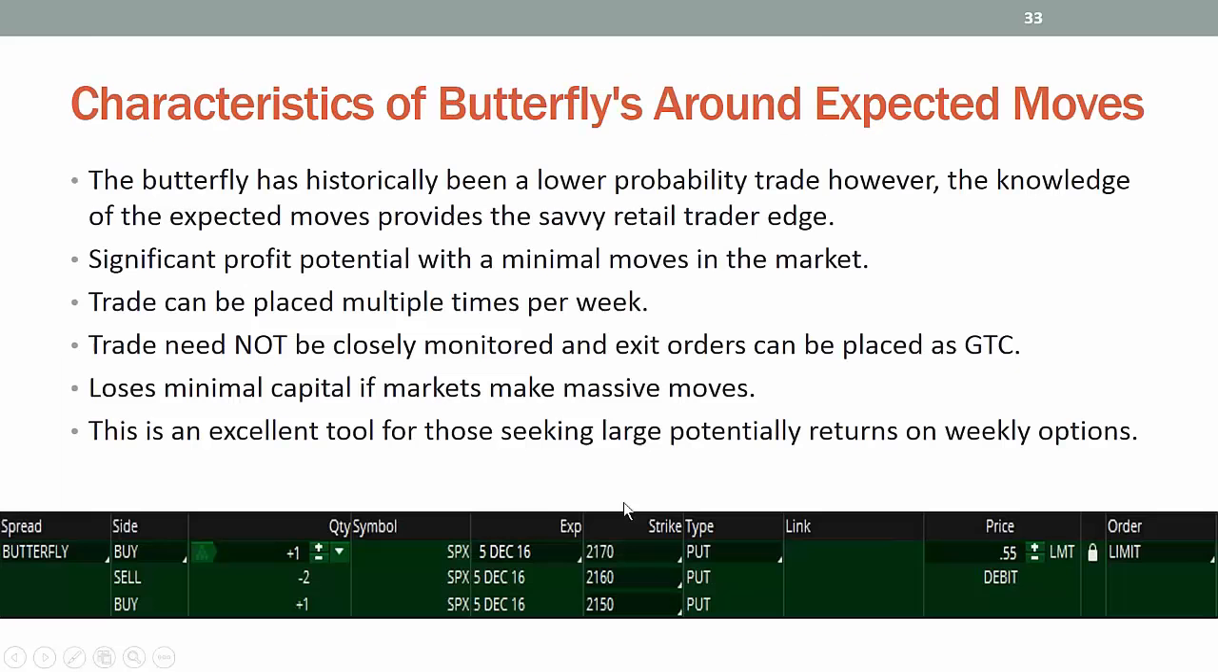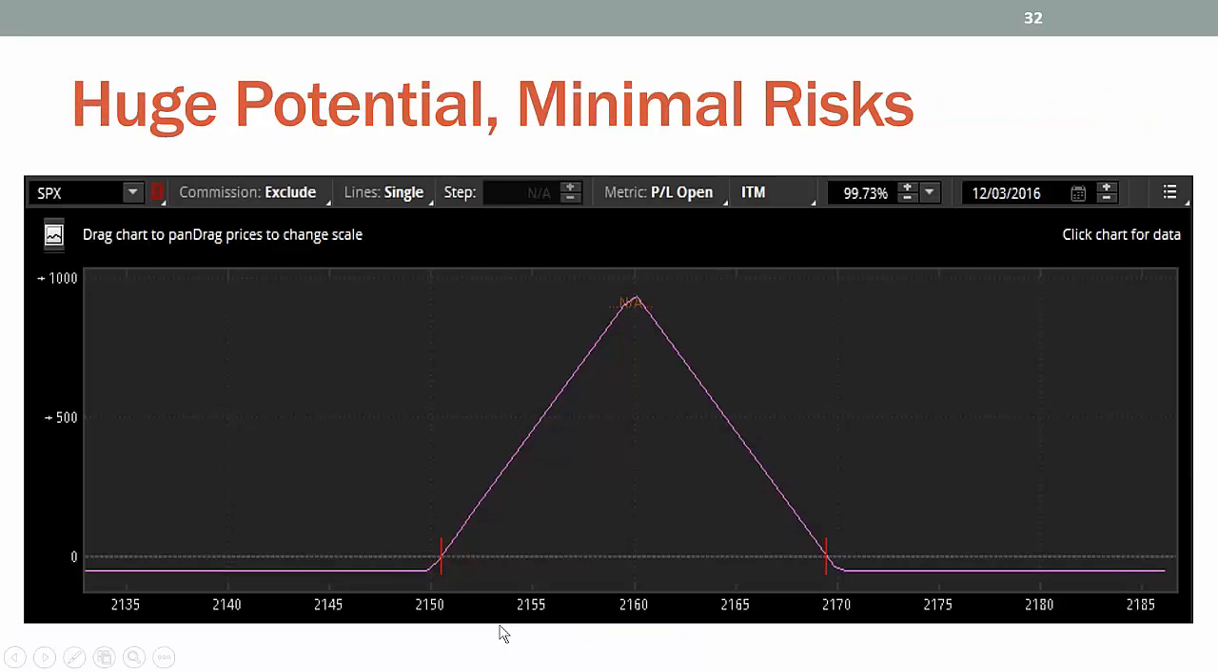Again, here's the strategy and the characteristics. Characteristics of what we call butterflies around expected moves. First of all, if you've never seen a butterfly spread before, don't worry about it, okay? This is the actual butterfly spread. I told you, it's trading for right around a 55-cent debit. It's going to cost you 55 cents. That's for only one contract.